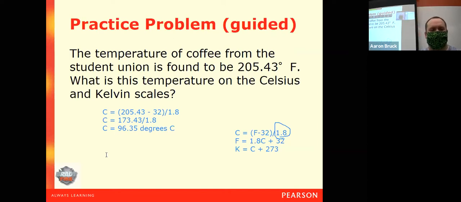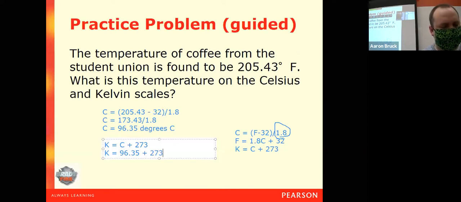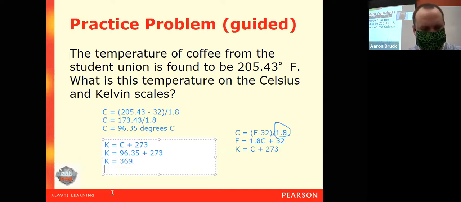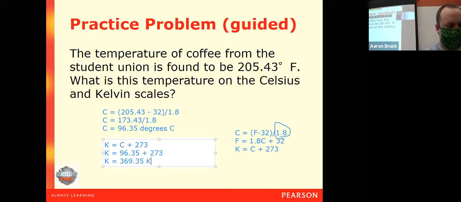Now we need to do the Kelvin. Kelvin is equal to Celsius plus 273. So we've got 96.35 degrees plus 273. This would give us 369.35 Kelvin.